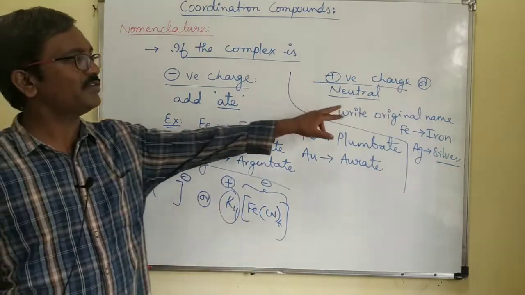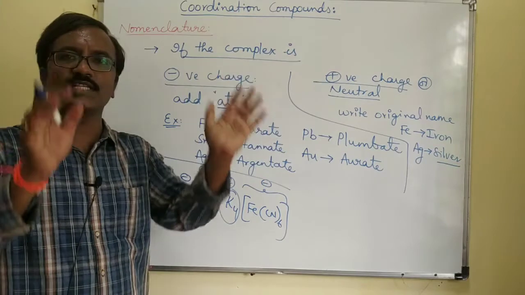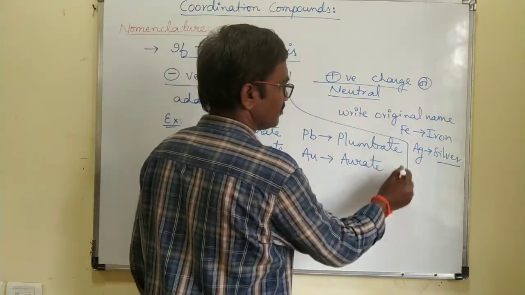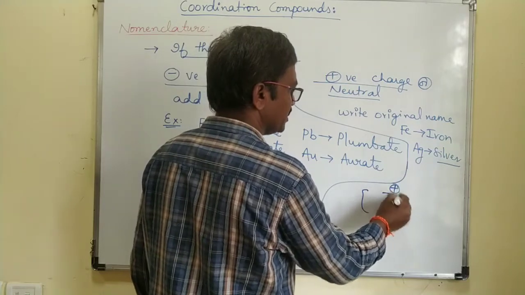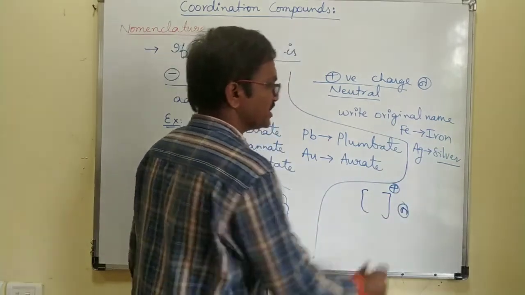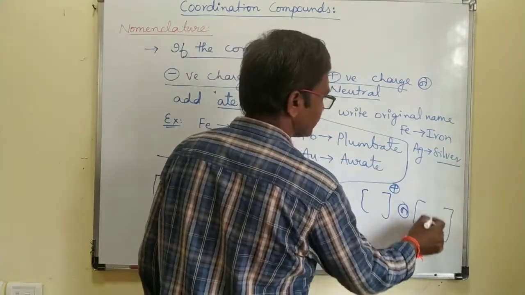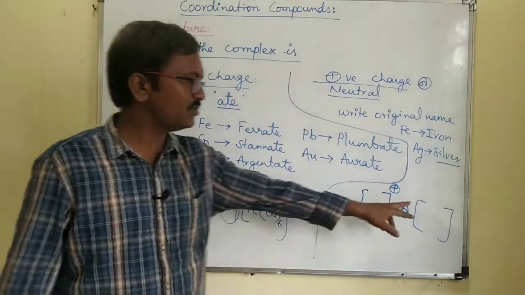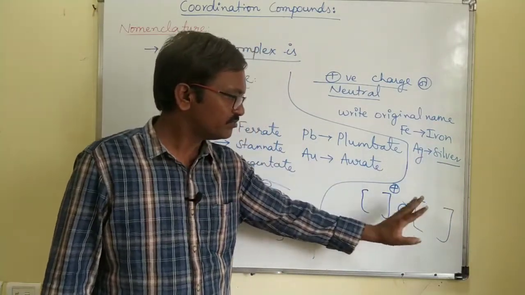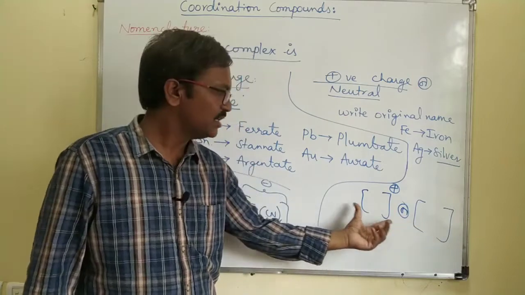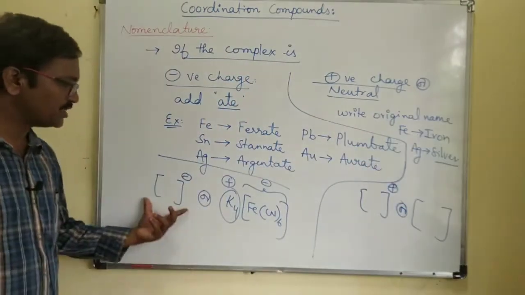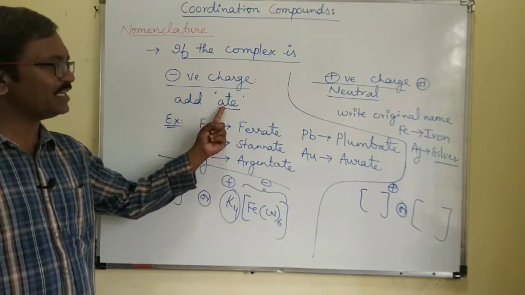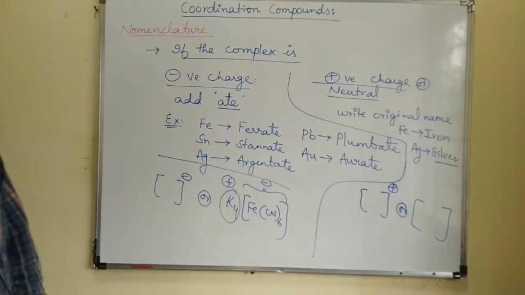When you have to write their original names: if the complex has a positive charge, or if the complex does not have any charge, there is no charge on this one, either this type or this type, you have to write their original name. Or for this type or this type, you have to add ate.